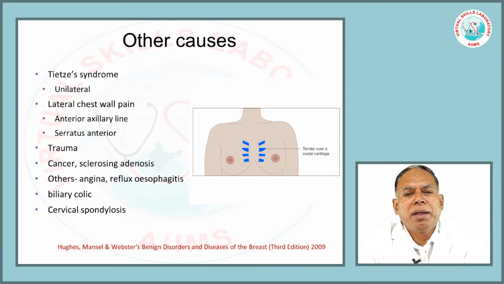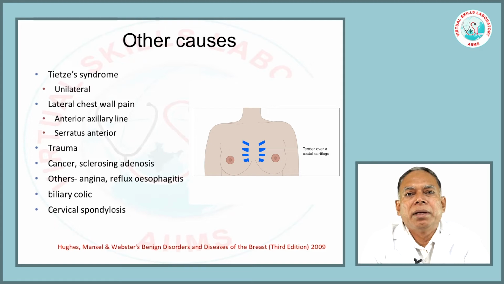Other causes of pain in the breast are listed on this slide, such as Tietze syndrome, lateral chest wall pain due to musculoskeletal conditions, pain in the region of the serratus anterior muscle, trauma in the mammary gland or in the rib cage can lead to pain referred to the breast, rarely cancer of the breast or sclerosing adenosis may result in breast pain.